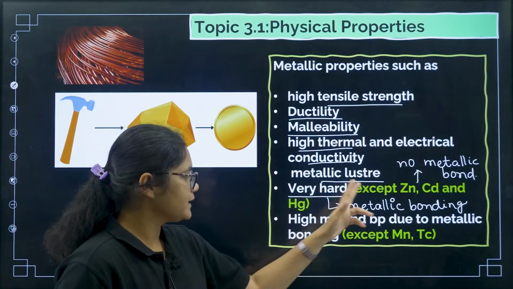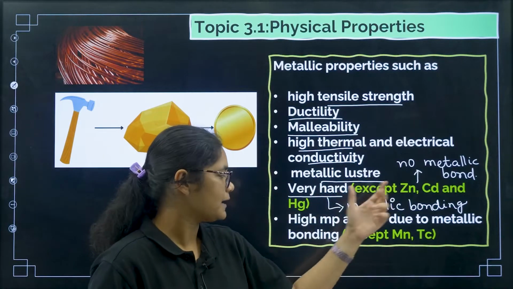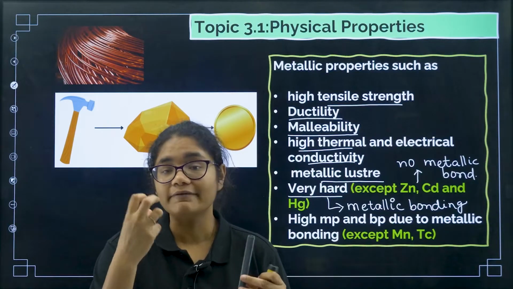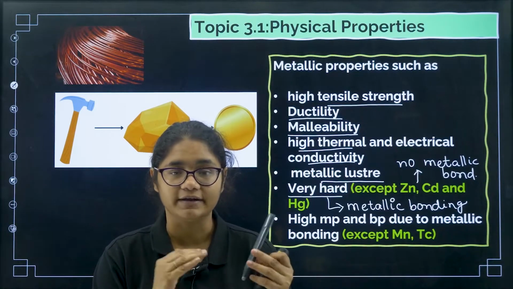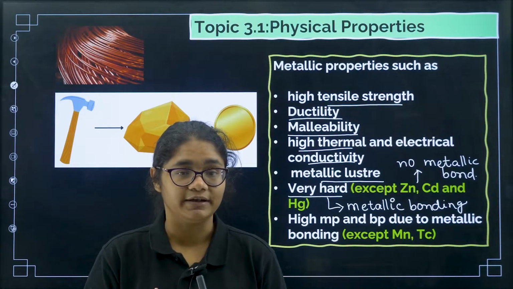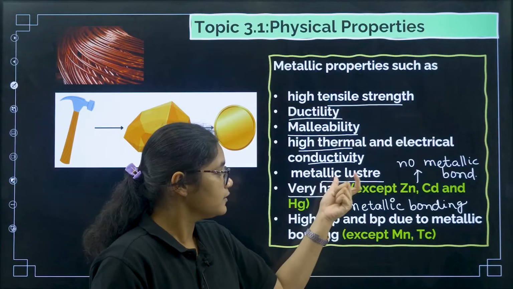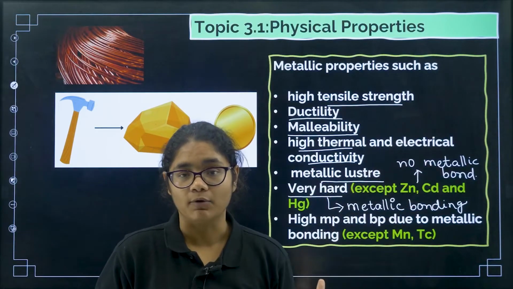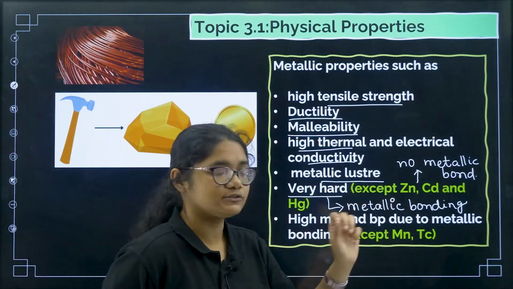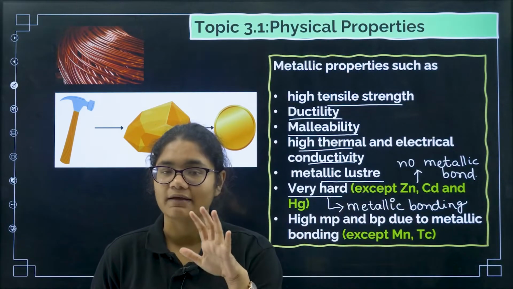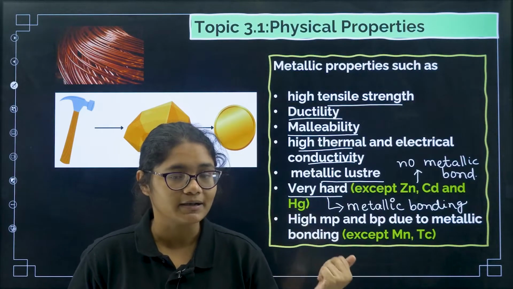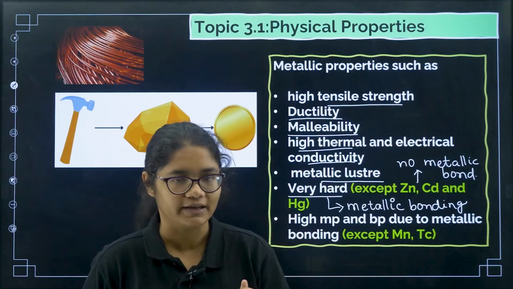Now, you know zinc, cadmium and mercury, right? These are having fully filled d orbitals, right? Their d orbitals are completely filled. Now, if the d orbitals are completely filled, then what will happen? Then they cannot take part in the metallic bonding, because metallic bonding depends on unpaired electrons. Because these metals do not have any unpaired electron, they have only completely filled electrons. That is why they do not take part in metallic bonding, and that is why they are soft in nature.